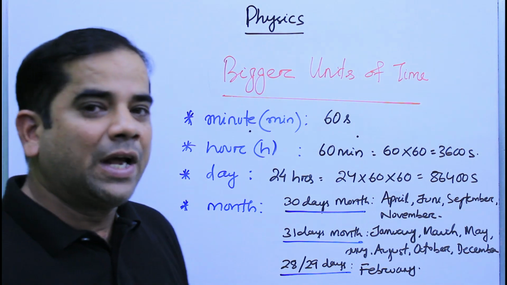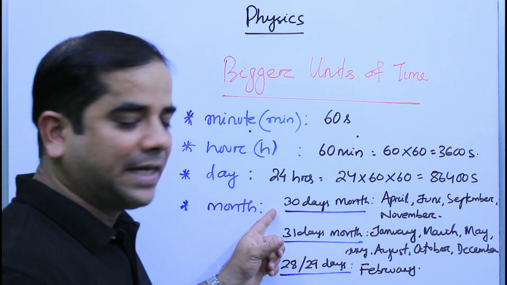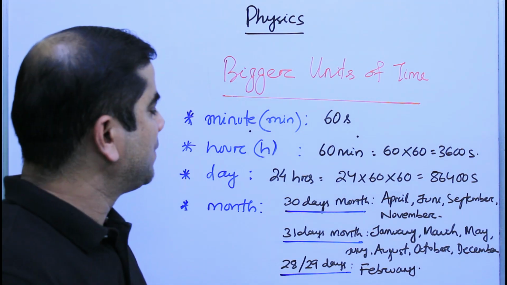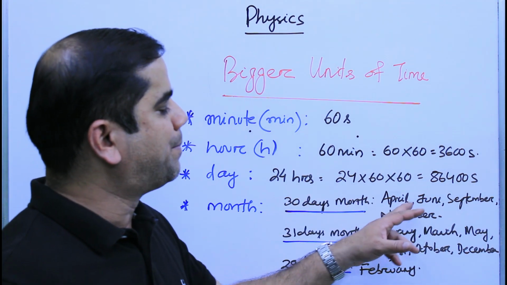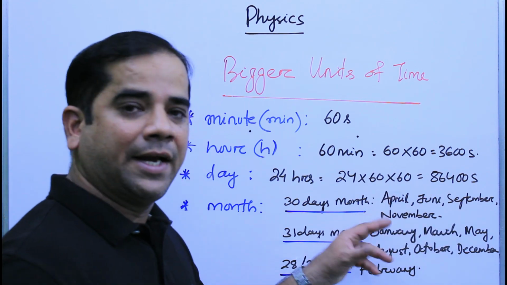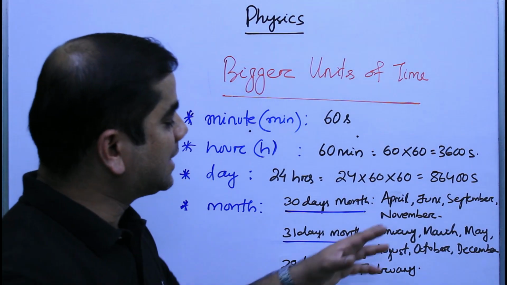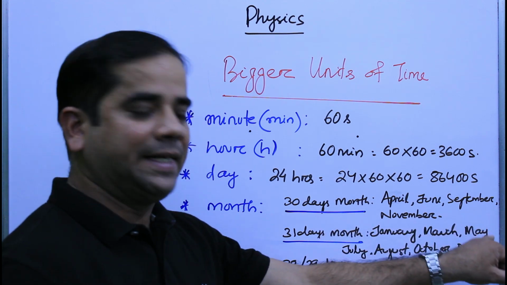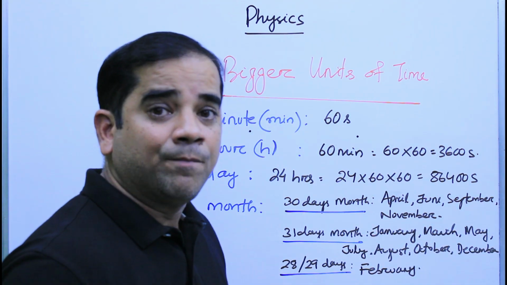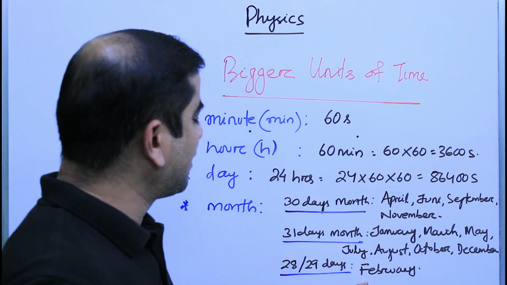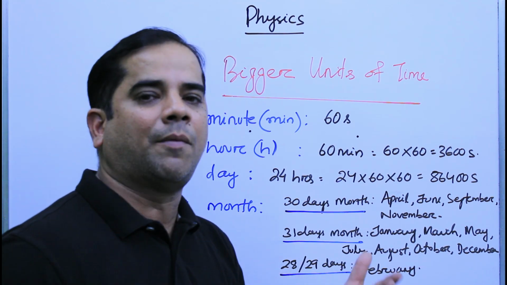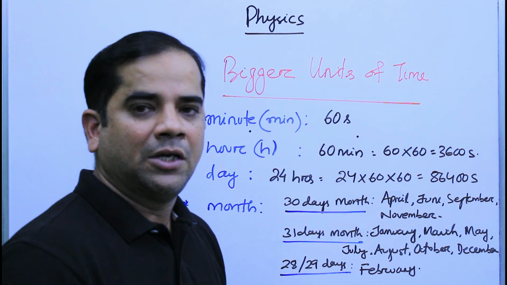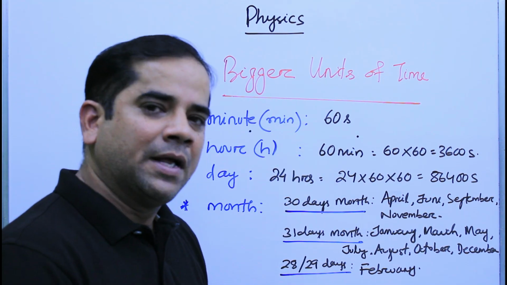Then month. We have three types of months. A month having 30 days, a month having 31 days, and February, which contains either 28 days or 29 days. So 30 days months are April, June, September and November. 31 days months are January, March, May, July, August, October and December. So what about February? In each leap year, the month of February contains 29 days. We will talk about leap year later on. So this is the first set of bigger units. Let us now discuss the second set of bigger units.